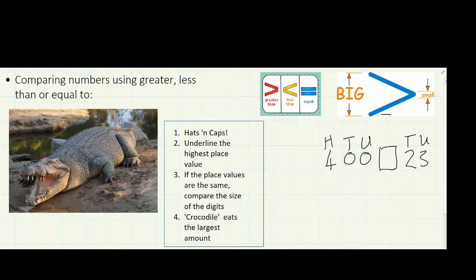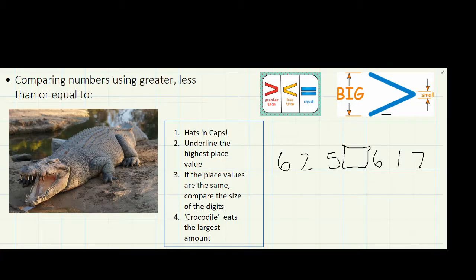Underline the highest place value. The highest place value is 100 here, the highest place value is a 10 there. We don't need to do step 3 because we've already got a 100 value, which is much higher than a 10 value. So therefore, the crocodile is going to want to eat the 400 as opposed to the 23. How would I say this on a number line? 400 is greater than 23. It goes like a number line, from left to right. You would say the number sentence, 400 is greater than 23.